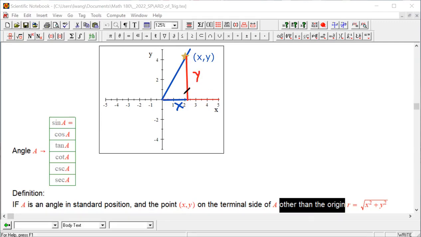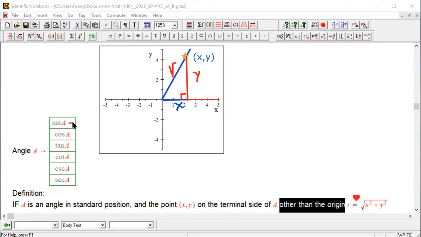Once we've done that, we see this is a right triangle with two legs, and this is the hypotenuse. This hypotenuse can be found by using the Pythagorean theorem. This is r. Now we got the r, and r can be found by the Pythagorean theorem. Once we get the r, now we can introduce the definition of trig functions.